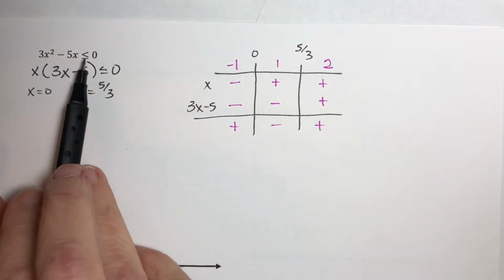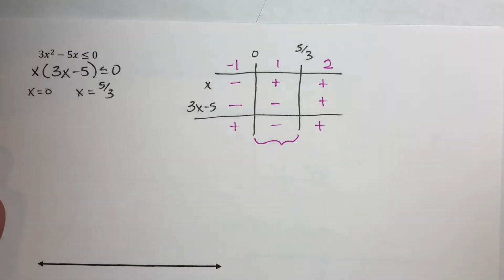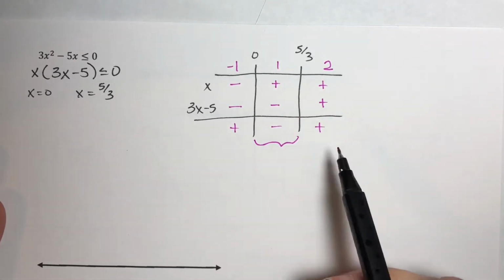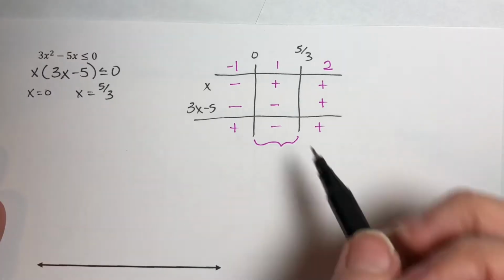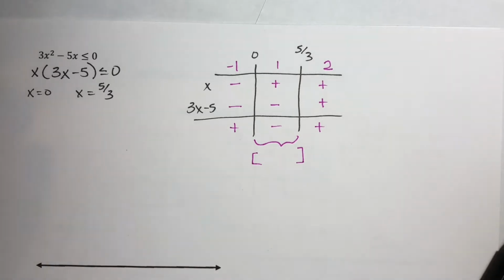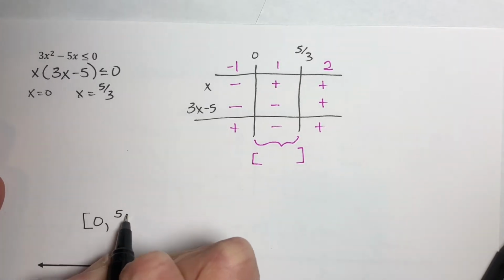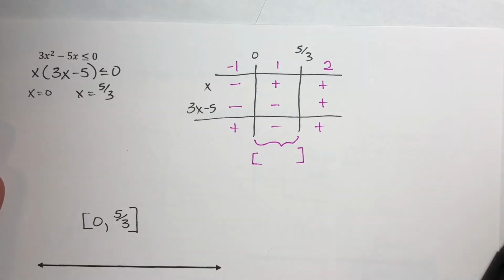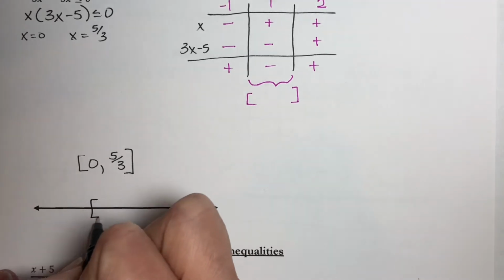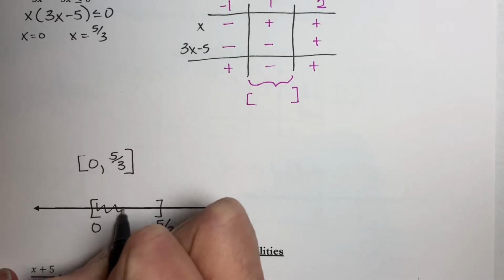Okay, so now I need to figure out what I'm looking for. I'm looking for this thing to be smaller than 0. So for the first time, I'm actually looking for my negative answer. Am I allowed to include these endpoints? Do I use brackets or parentheses? Well, this has an equal to on it, so it's going to be brackets on both. So your answer in interval notation would be bracket 0, 5/3, bracket. And then just place these on the graph and shade between.